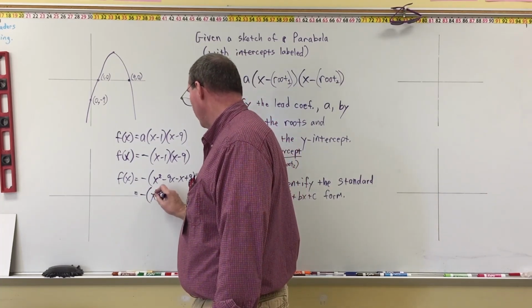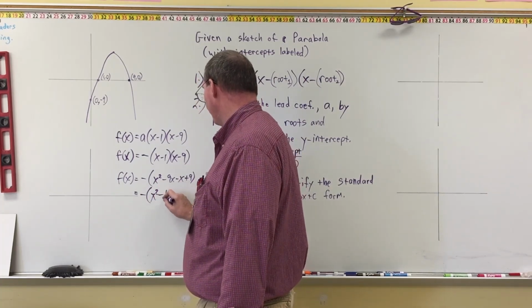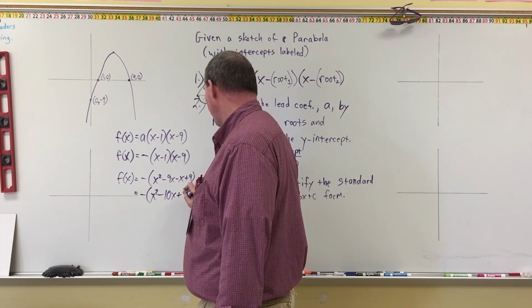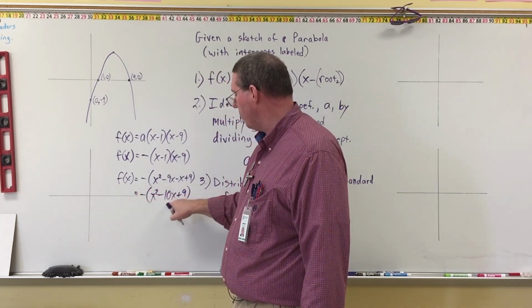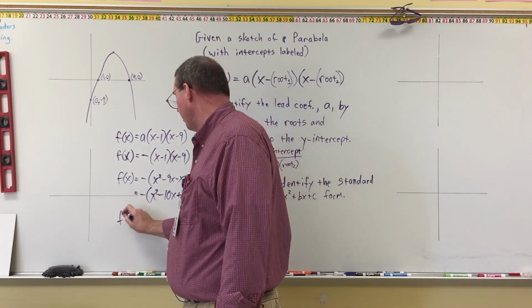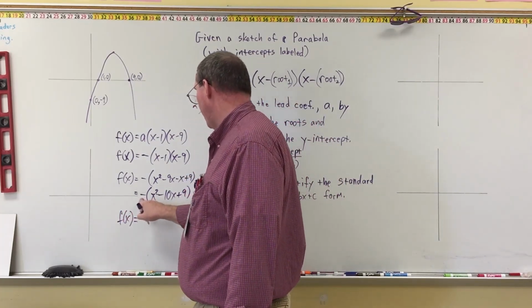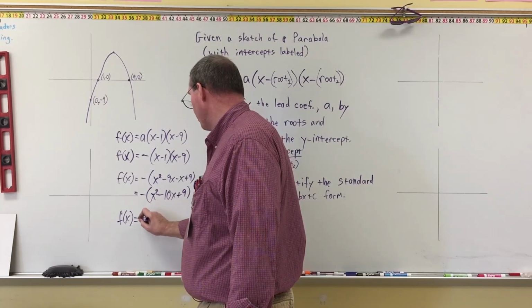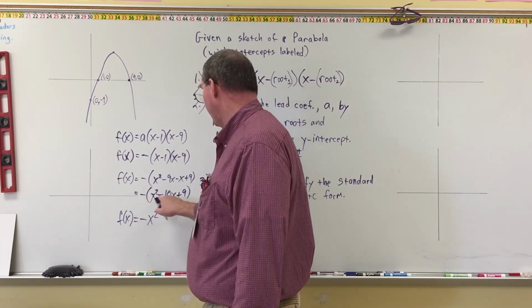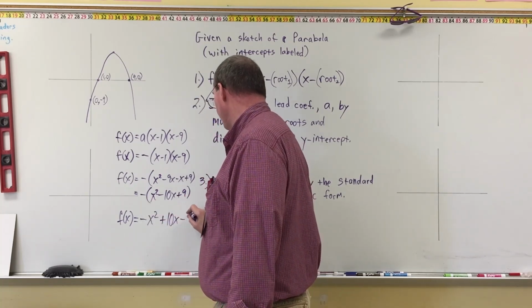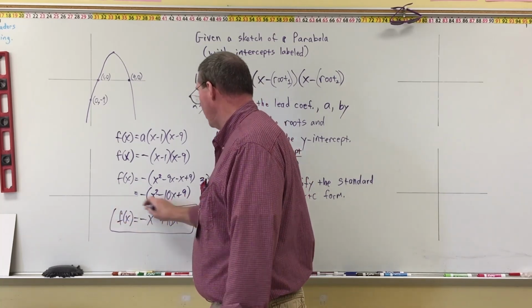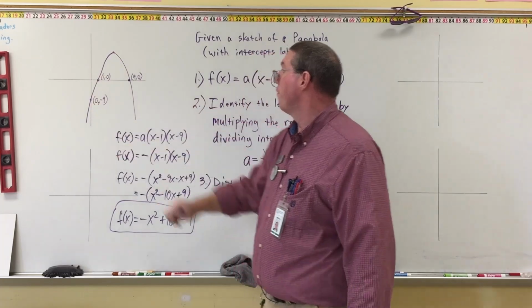So we have x squared, -9x minus x is -10x, +9. And now, this is a -1 here. We have to distribute the -1 among everything. And so f of x is equal to -1 times x squared is -x squared. -1 times -10 is +10x. -1 times 9 is -9. And so this is our function for this.